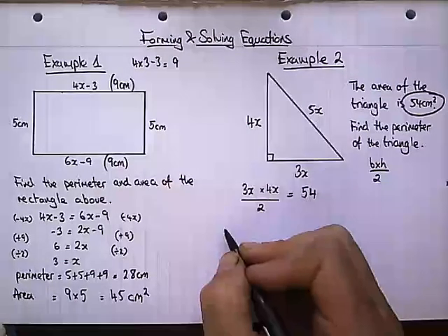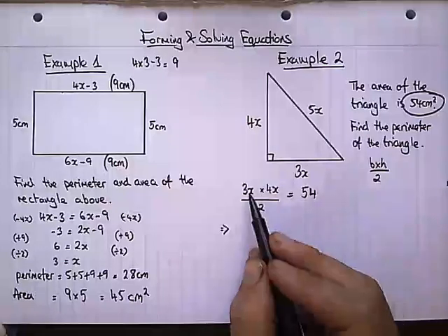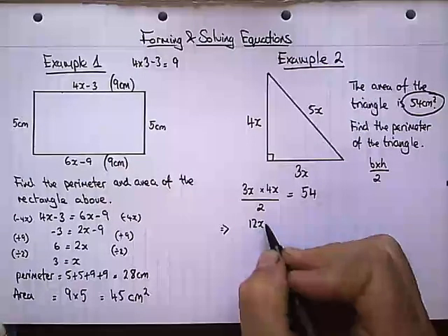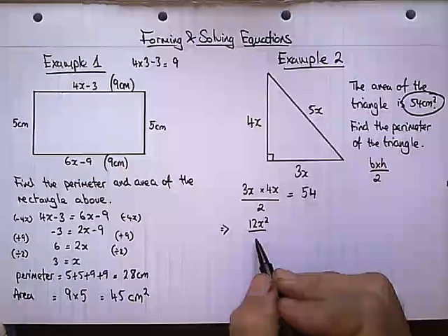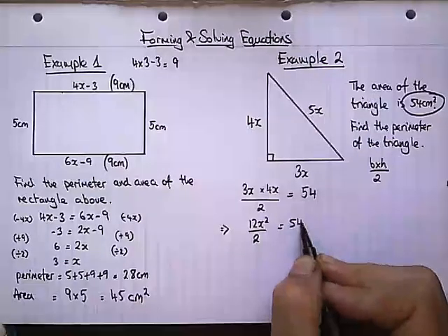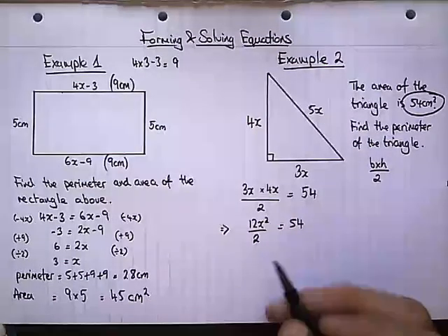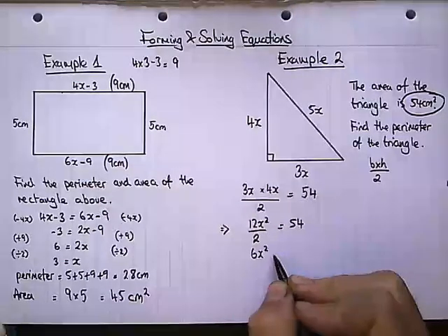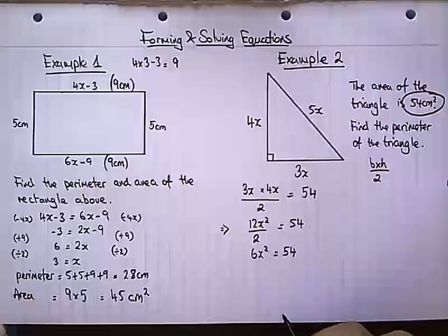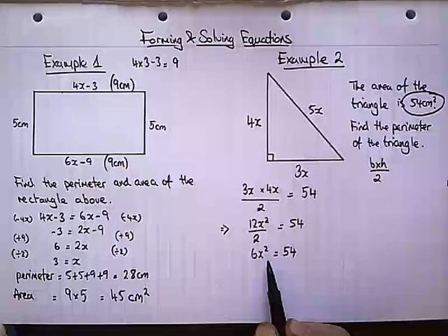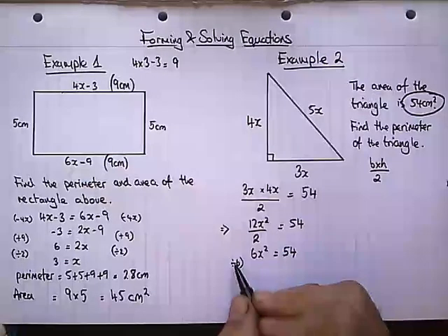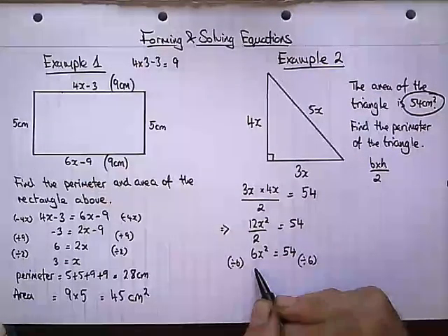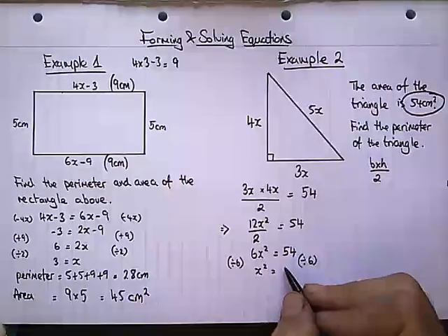Let's just simplify this a tad. 3x times 4x is 12x squared, because x times x gets me x squared. 3 times 4 gets me 12, and then I divide by 2, and that equals 54. Well, 12 divided by 2 is 6. So I've got 6x squared equals 54. I'm getting close to solving this and finding out what x is equal to. I want to get x on its own, so why don't I get rid of this times by 6 by dividing by 6? And then I'm left with x squared. 54 divided by 6, 9.